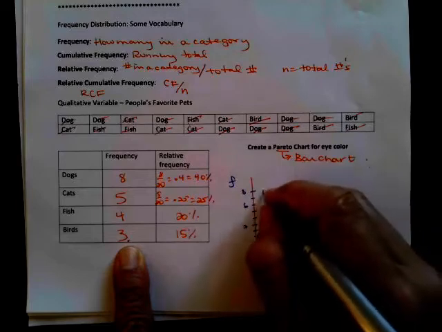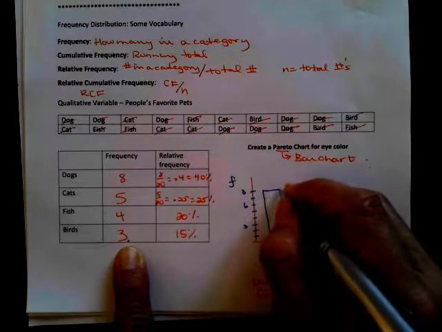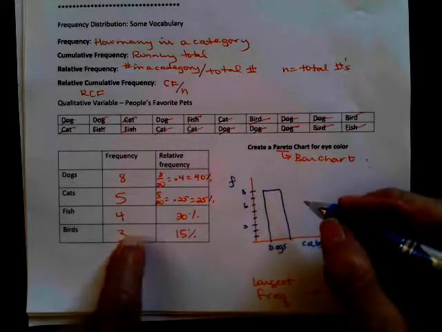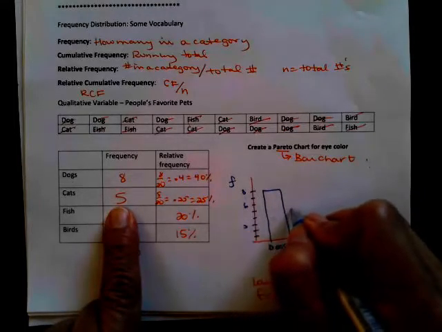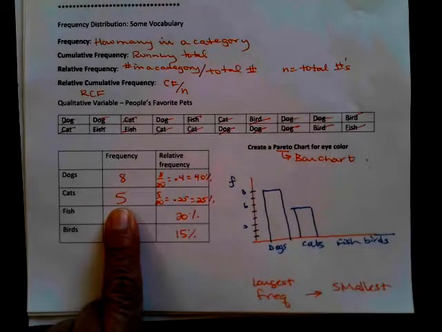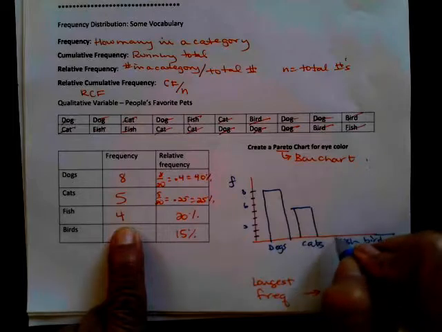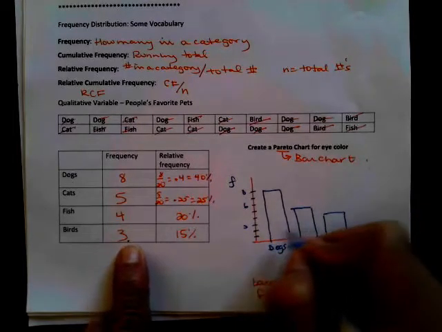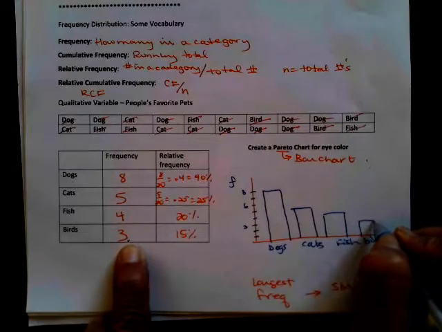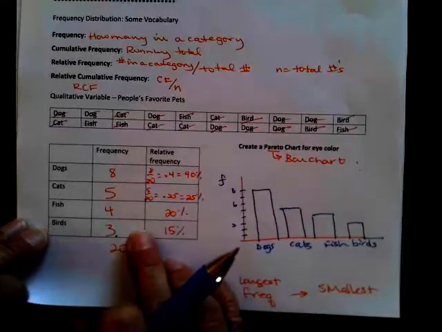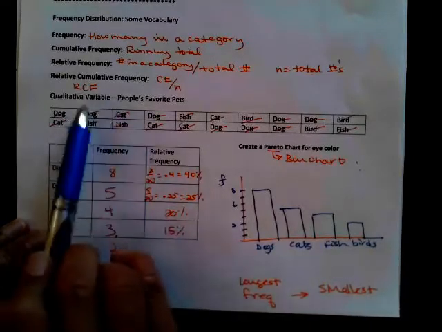So then dogs, we're just going to draw a bar that goes up 8 for the frequency for dogs. Cats, same thing. So we're going to go up to 5 and draw a rectangle. So there are 5. Fish to 4, and then birds to 3. So that's how you can make a Pareto chart and a frequency distribution for a qualitative variable.